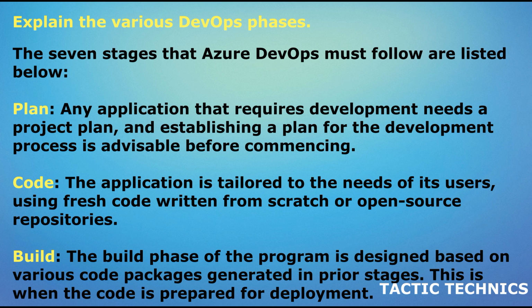Explain the various DevOps phases. The 7 stages that Azure DevOps must follow are listed below. Plan. Any application that requires development needs a project plan, and establishing a plan for the development process is advisable before commencing. Code. The application is tailored to the needs of its users, using fresh code written from scratch or open-source repositories. Build. The build phase of the program is designed based on various code packages generated in prior stages. This is when the code is prepared for deployment.